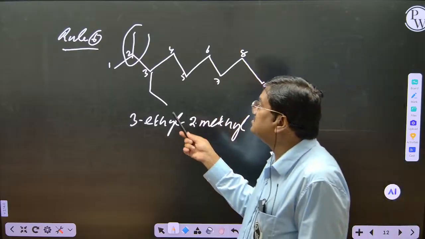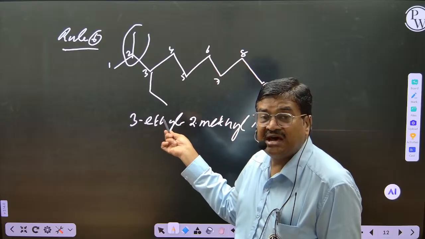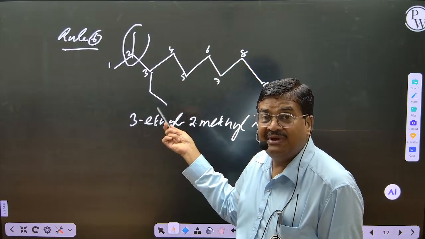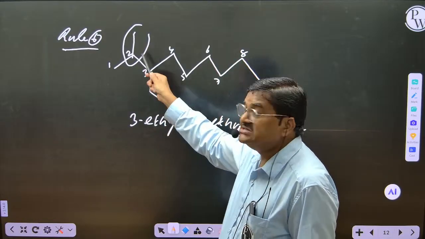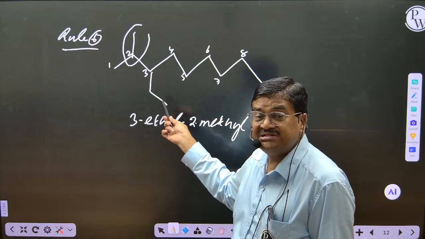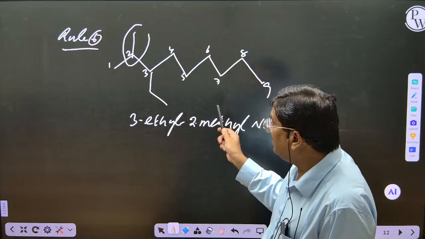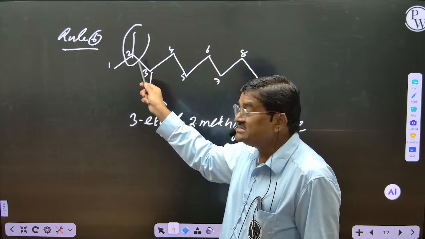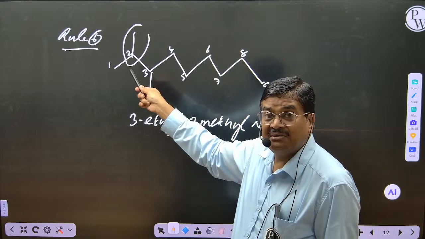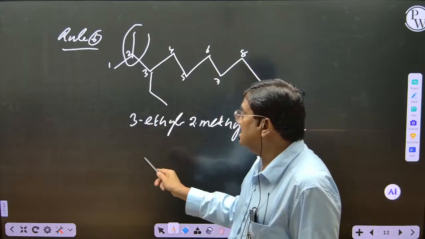So here the rule is what? When two different substituents are there, naming is done in alphabetical order. This is ethyl, this is methyl. Which comes alphabetically first? E. So understood. Even though the number 2 is lower, we are not mentioning the second carbon first, we are mentioning the third. So here write the rule.